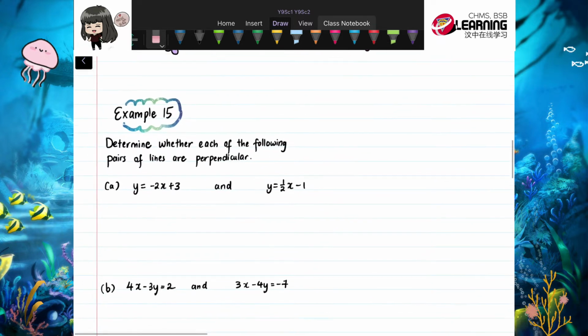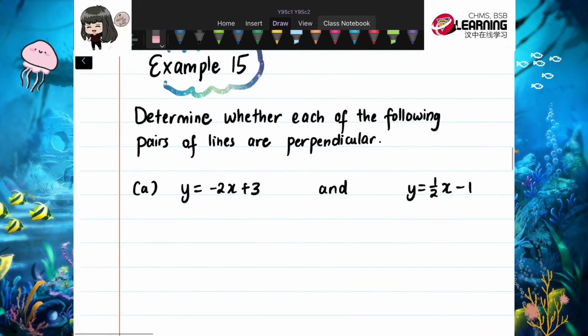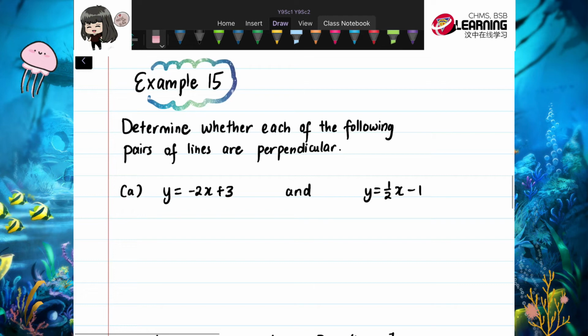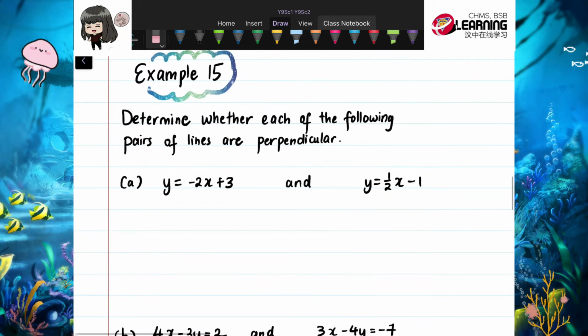Let's go to example 15. We want to determine whether each of the following pairs of lines are perpendicular. We want to find out whether these two lines are perpendicular or not. We are not going to draw two lines to find out.